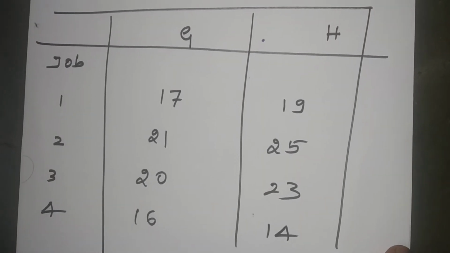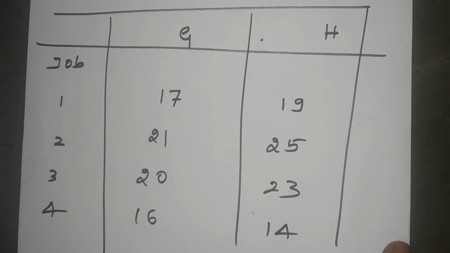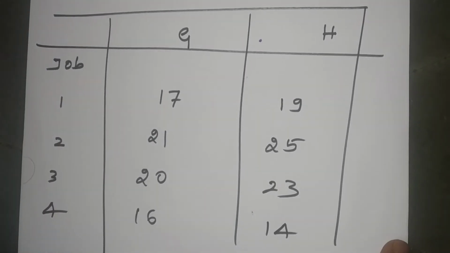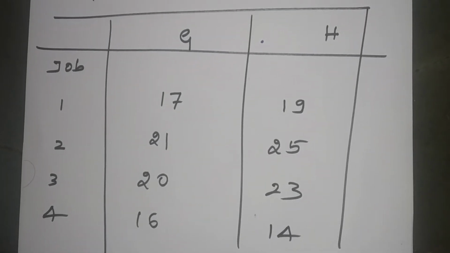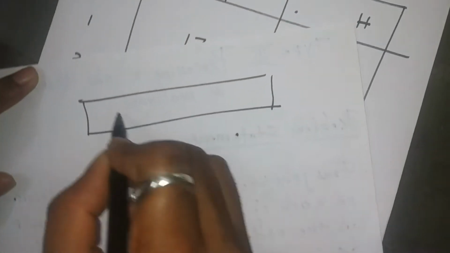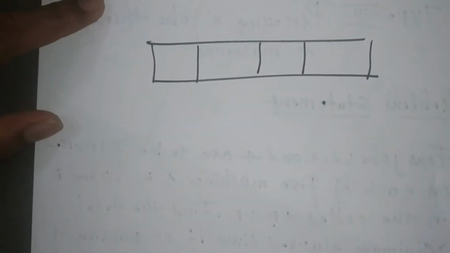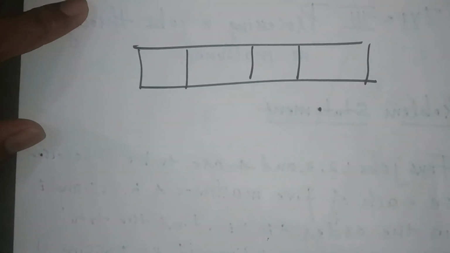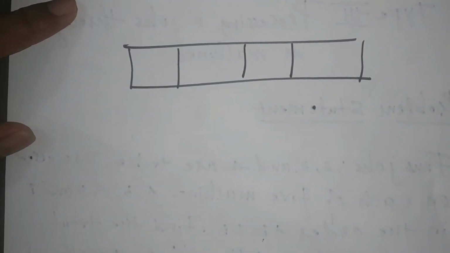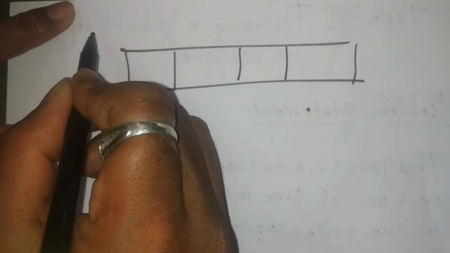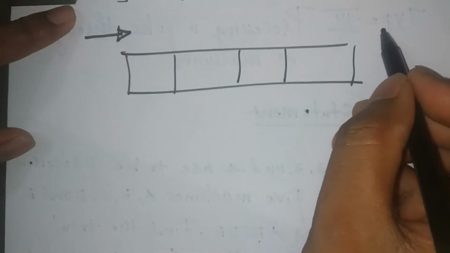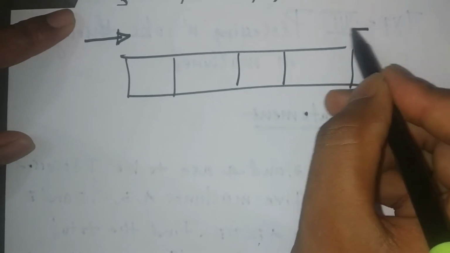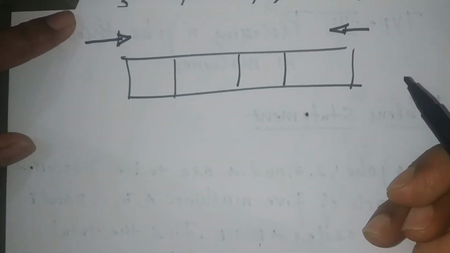Now let us go on to finding the sequence. We have to find the optimum sequence. The method I have told is, as many jobs as there are, that many blocks you create. So I'll be creating 4 blocks here, 1, 2, 3 and 4. Now in these 4, I'll be fitting the sequence. As usual, if the minimum time is found on machine G, you start sequencing from left to right. And if the minimum time is found on machine H, you start sequencing from right to left.